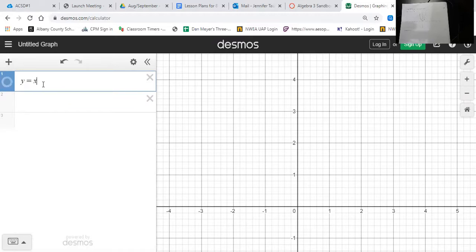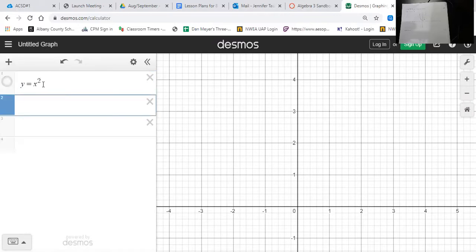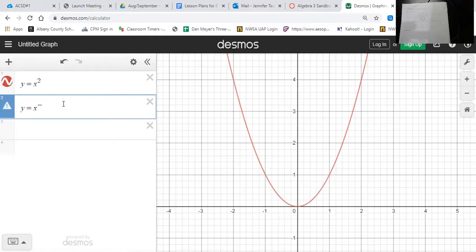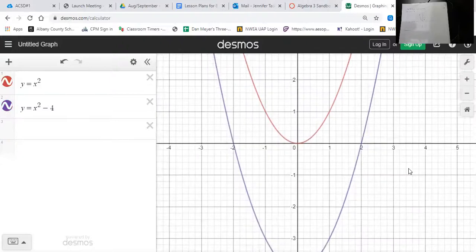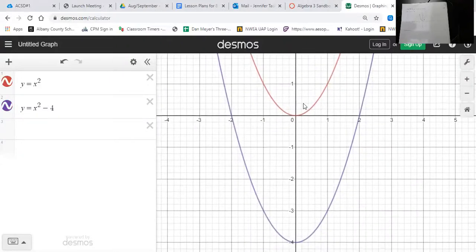But first, let's put in the parent function. There's that parent function, vertex, critical points, excellent. Now let's plug in y equals x squared minus 4. Drop your cursor when you do that, minus 4. What happened to the original parent function? What's red was the original, what's blue is now how it's been transformed, or moved.